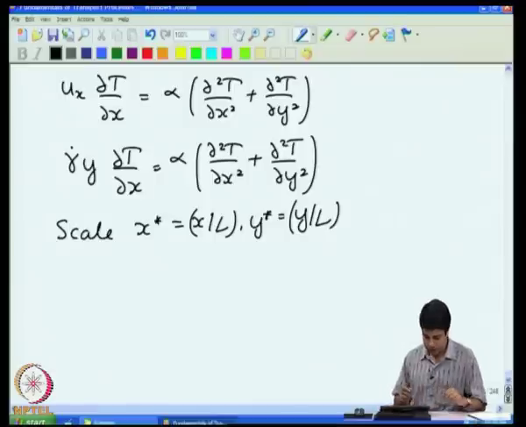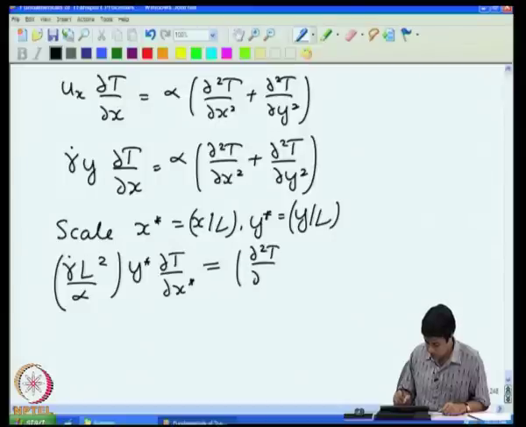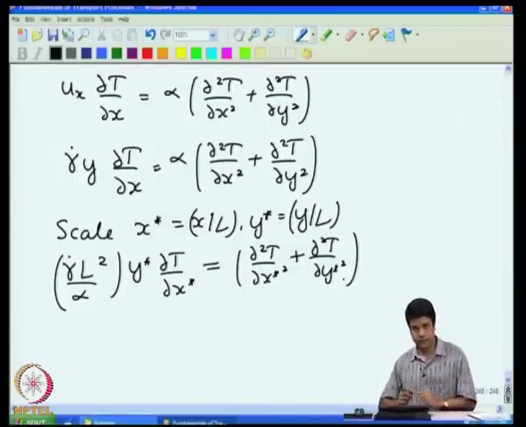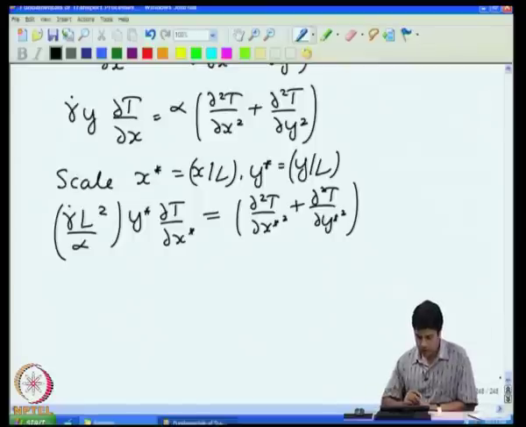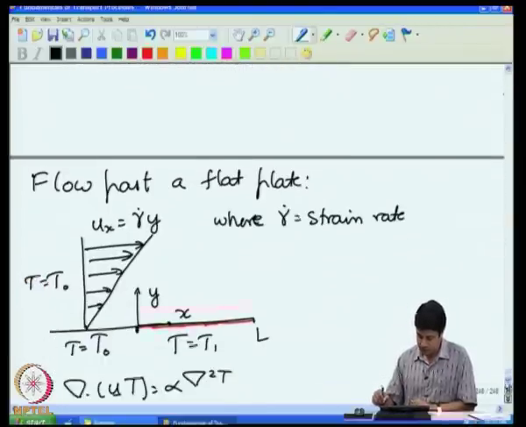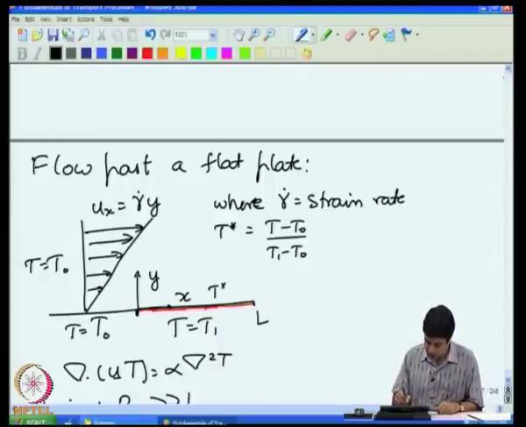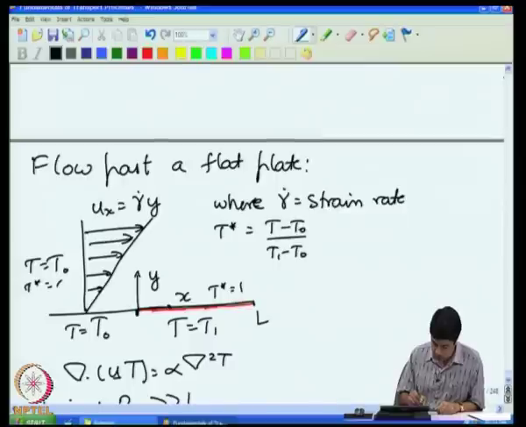Once you do that, you will get gamma dot L square by alpha, y star dT by dx star is equal to d square T by dx star square plus d square T by dy star square. So, that is the differential equation in scaled form. Further, I should scale the temperature as well. I can define a scaled temperature T star is equal to T minus T naught by T 1 minus T naught, in which case T star is equal to 1 at the heated plate and T star is equal to 0 in the free stream.